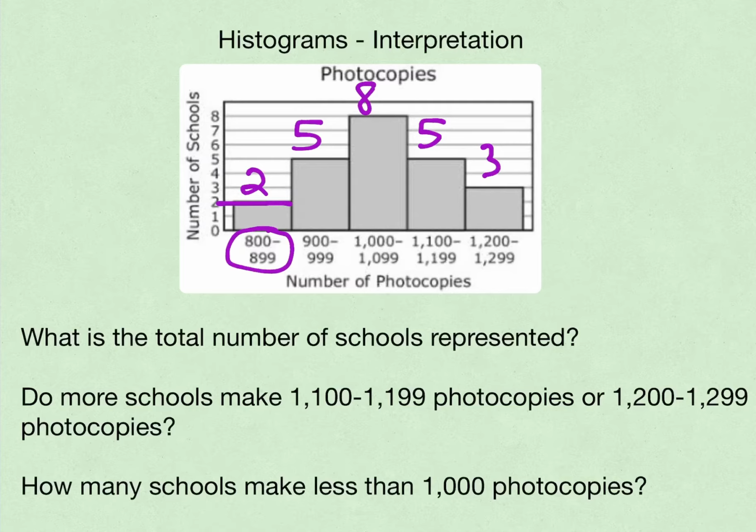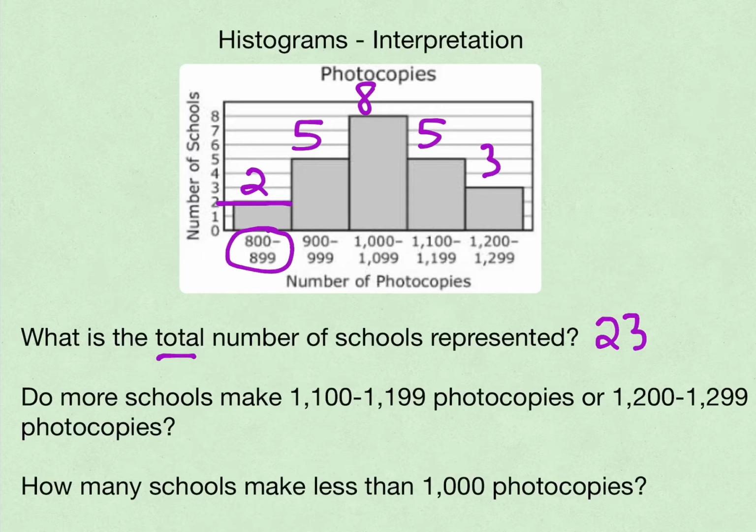Now, let's go ahead and look at some questions you could possibly be asked. The first question, what is the total number of schools represented? For the total, that means we need to add up how many schools there are. So we would add up 2 plus 5 plus 8 plus 5 plus 3. And that gives us a total of 23 schools. So we can tell how many are represented.